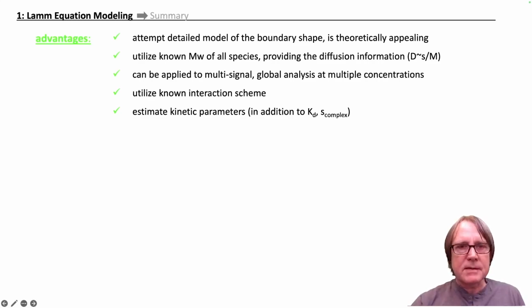Let's summarize the pluses and minuses of direct boundary modeling. Some of the advantages are the theoretical appeal, the fact we can incorporate diffusion information in the model, that it lends itself to global modeling of data at different concentrations or even acquired at different optical systems, and that generally we can, in principle, incorporate any type of prior knowledge into the model, and that it will allow us to extract estimates for kinetic parameters and equilibrium constants as well as S-values of all the species.